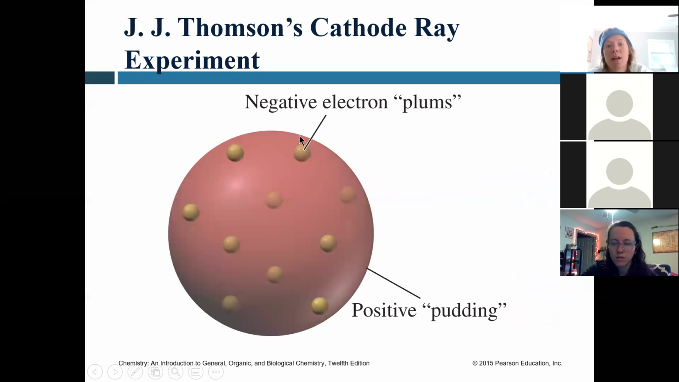Okay, so there it is. We've got our little negative plums, and then we've got our positive pudding. And the negative and the positive counteract each other so that the whole atom has a neutral charge, which is what we see in nature.